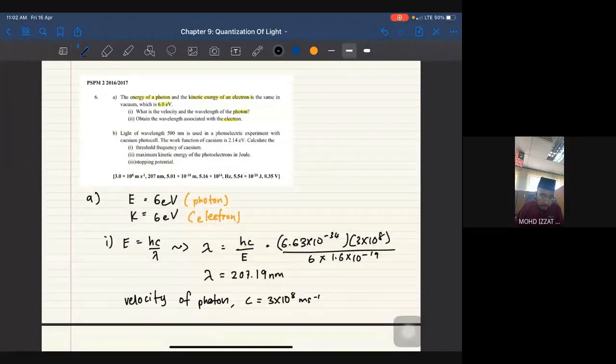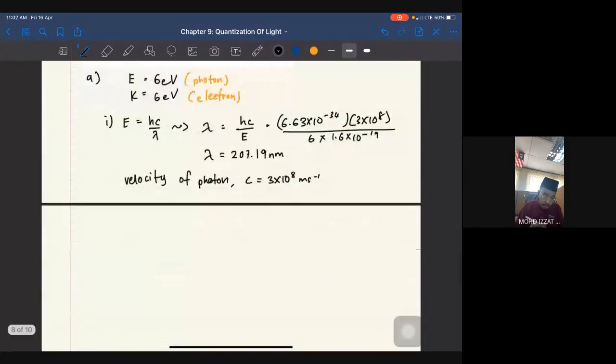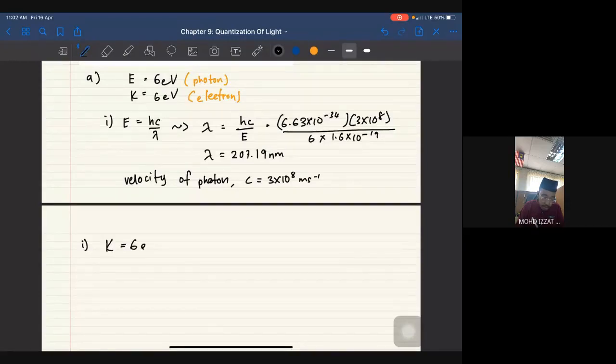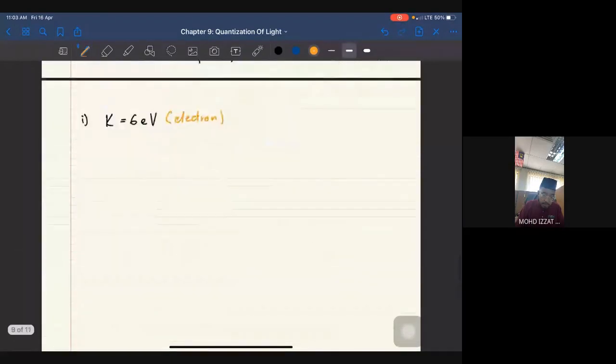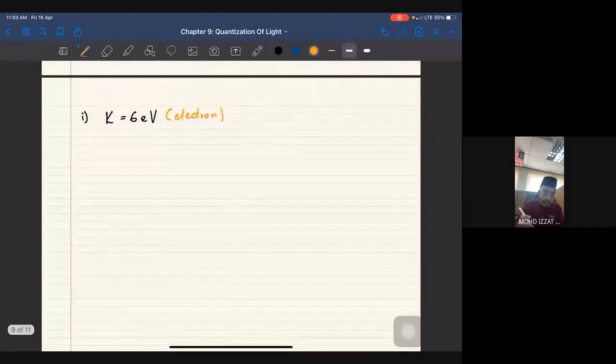Okay, now question number 2. You want to find the wavelength associated with electron. So for first question, they ask you about photon. The second question, they ask you about electron. So I'll just bring the information down here. So how do you find the wavelength if you have electron? So wavelength of a particle. Kita belajar semalam. So mana nak cari wavelength particle?